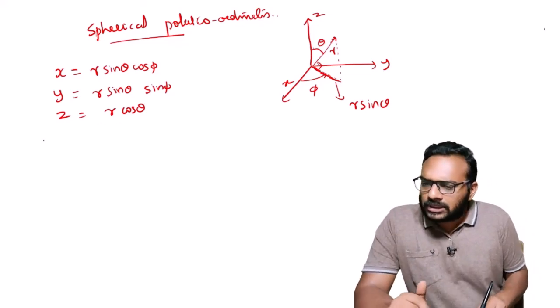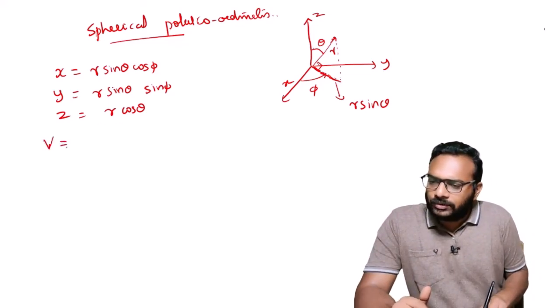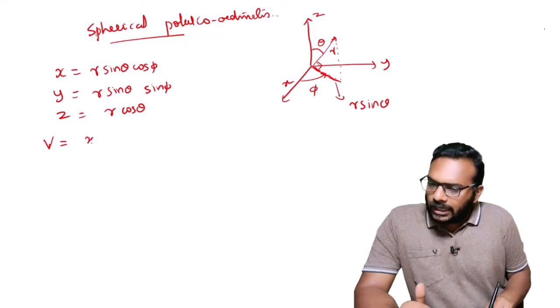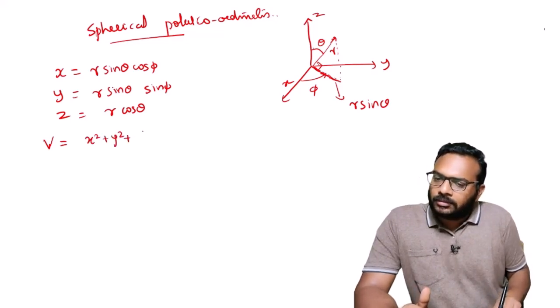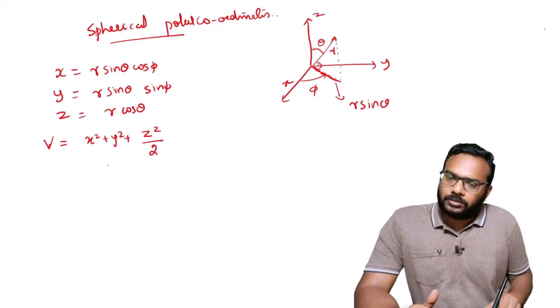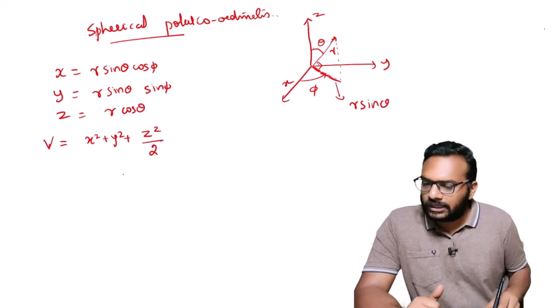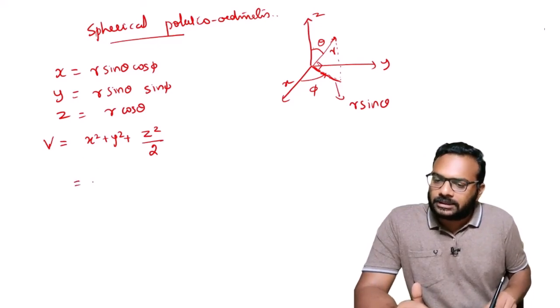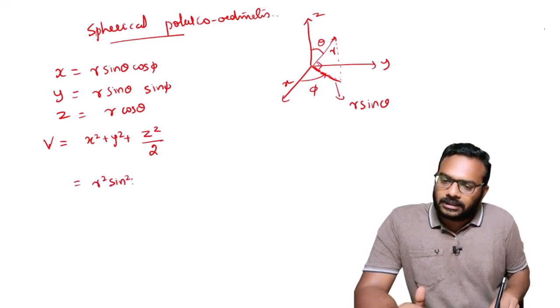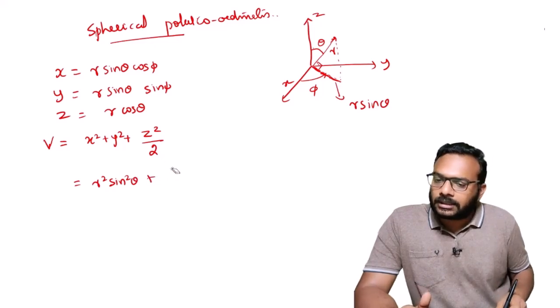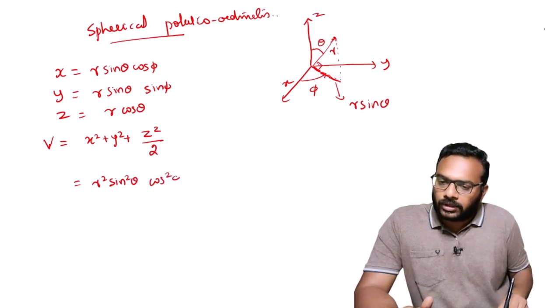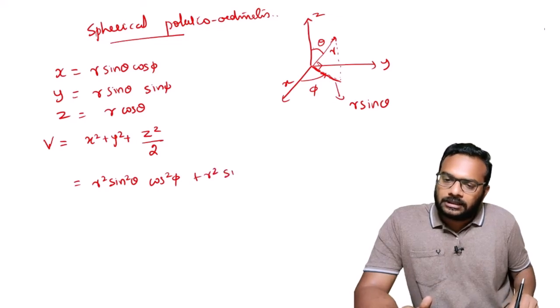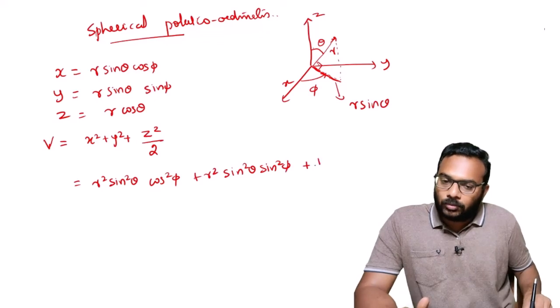So what's the potential here? The potential energy they have given is V is equal to x square plus y square plus z square divided by 2. Now if you substitute all these things, this becomes r square sine square theta plus r square sine square theta cos square phi plus r square sine square theta sine square phi plus 1 by 2 r square cos square theta.